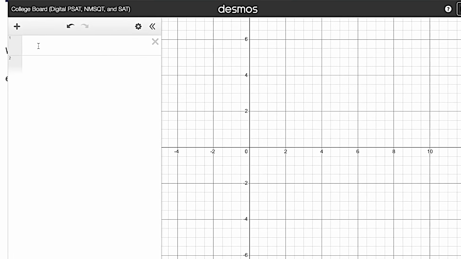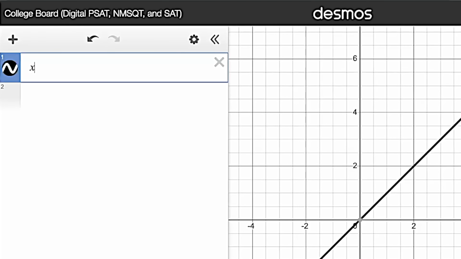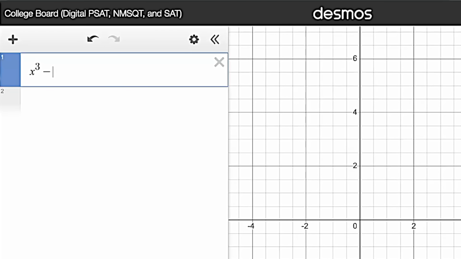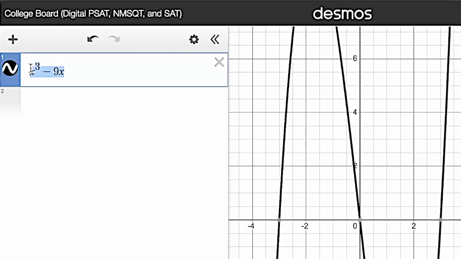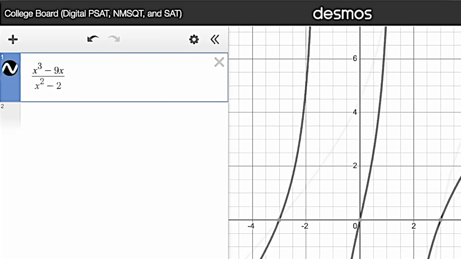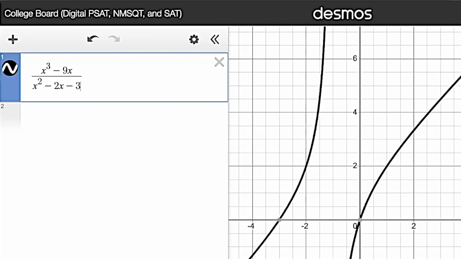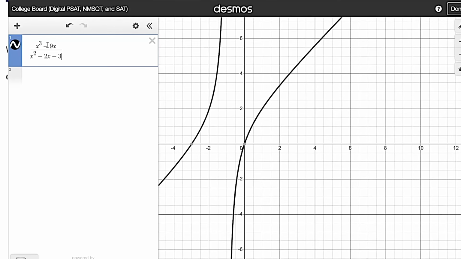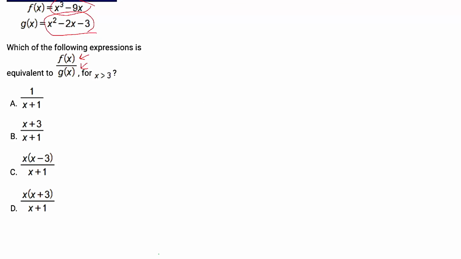So we open up Desmos. We had x to the third minus 9x. Highlight that. Divided by x squared minus 2x minus 3. Okay. And then we're going to do the same thing that we did last time where we plug in our answer choices. So if you want to take a look at those and try it on your own first, there they are. But let's go ahead and do it.